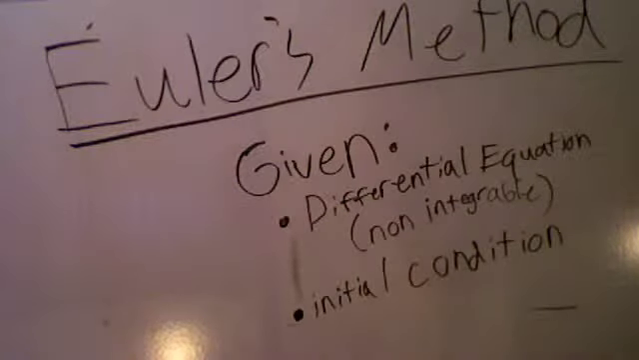Euler's method is a way to approximate a point of a function when one is only given its differential equation and an initial condition. Obviously, this process is only useful when the given differential equation cannot be integrated.